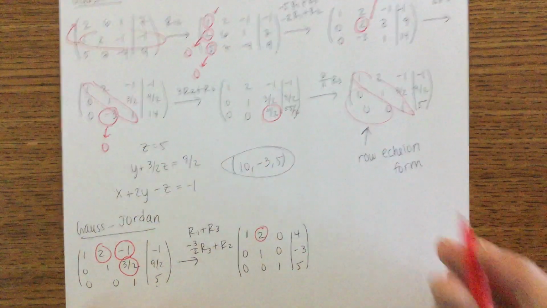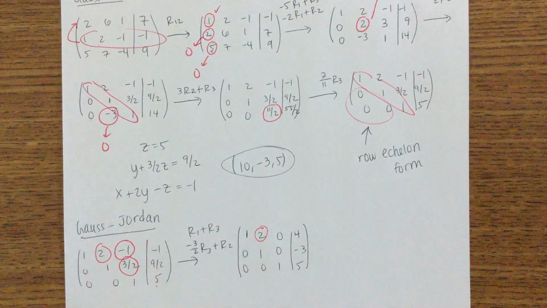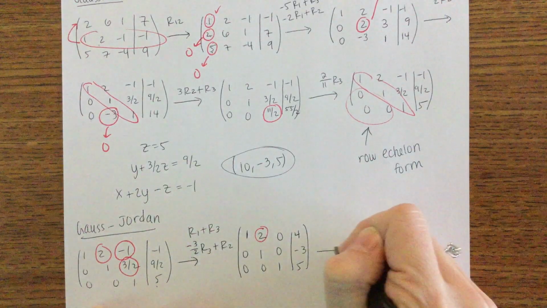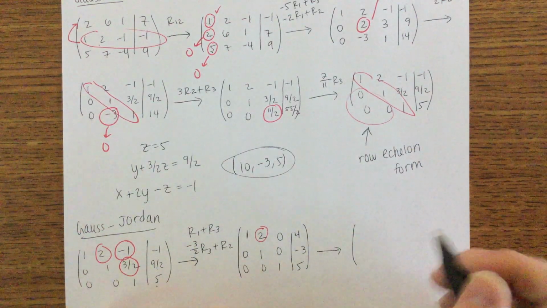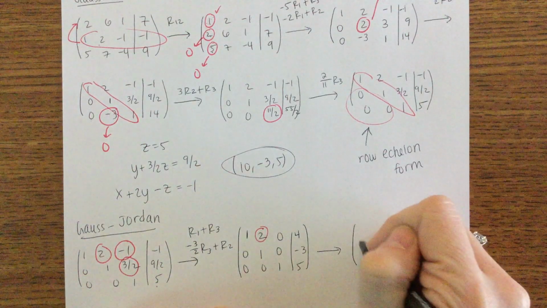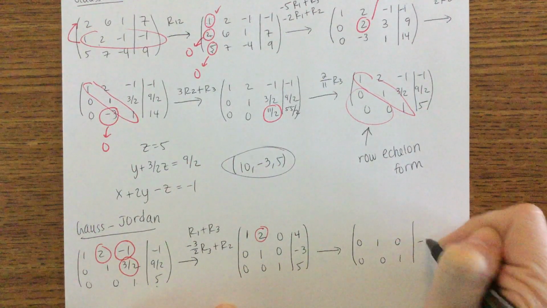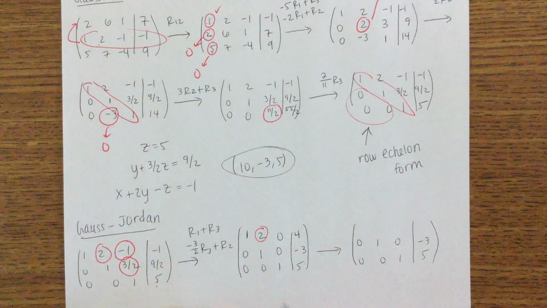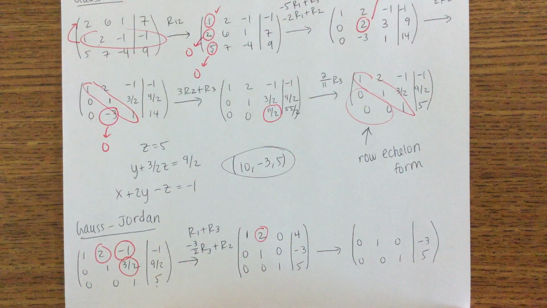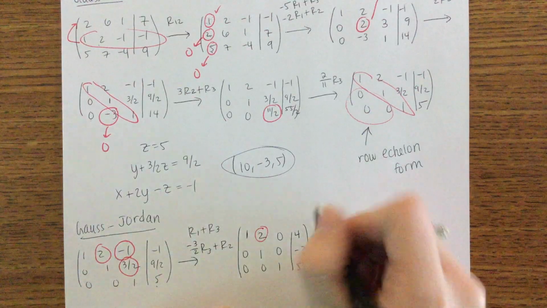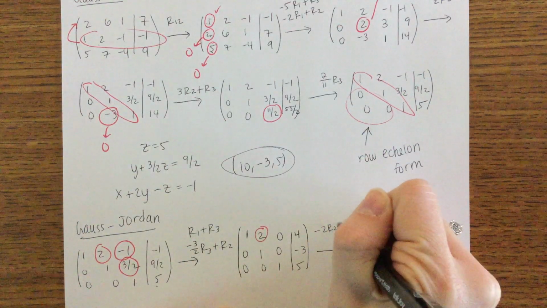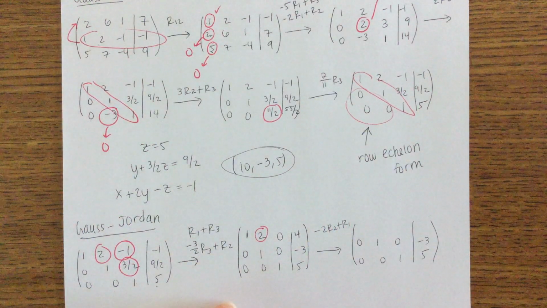Last remaining holdout is that 2. So 2 is the issue. Okay, I don't need to do anything with row 2 or row 3 because those are in the form that I want already. How am I going to get rid of that 2? Multiply negative 2 by the second row and add it to row 1.